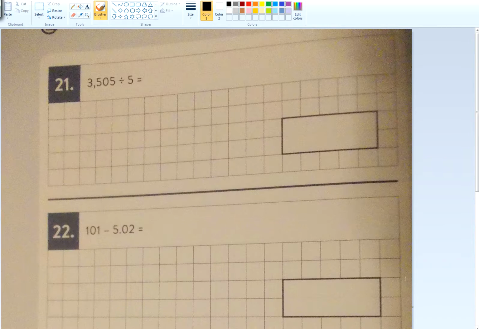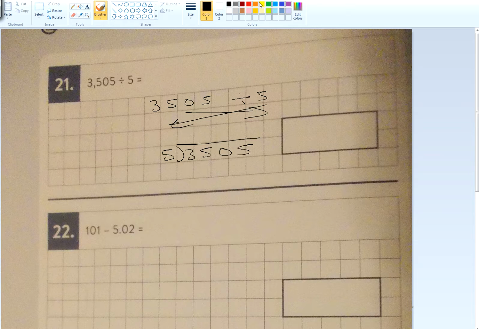Hang on a second. Starting live now. Okay. So 21, we got 3,000. We got 505 divided by 5. So yes, and then the same as before. So we got 5 and we got 3, 5, 0, 5. Nice straightforward division question. 5s in 3, nothing, remainder 3. 5s in 35 is 7. 5s in 0 is 0, and 5s in 5 is 1. So the answer is 101.